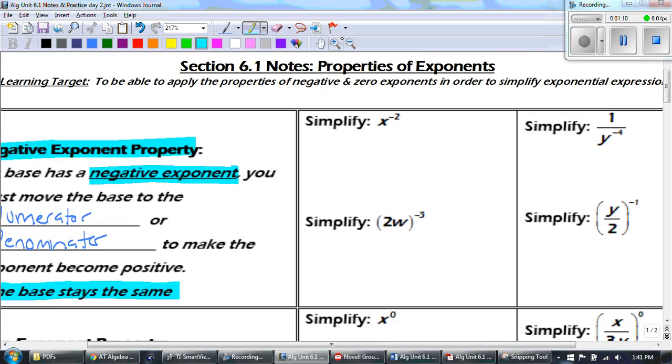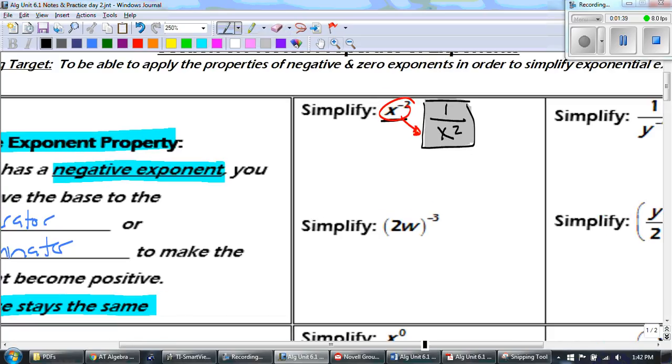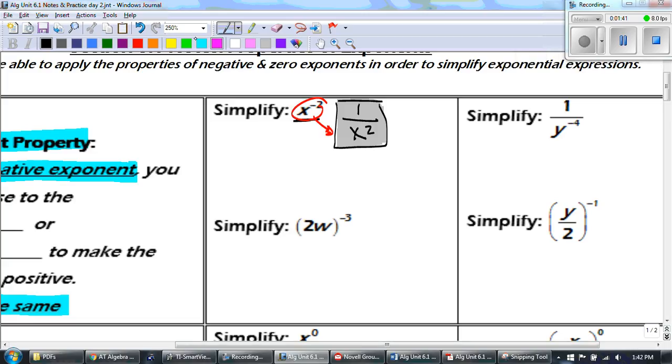So as we take a look at this, x to the negative second, my exponent's negative, I have to drop it like it's hot. So if I am dropping it down to the bottom, I need to put something on the top, and we would put a 1. So exponent's negative, drop it like it's hot.